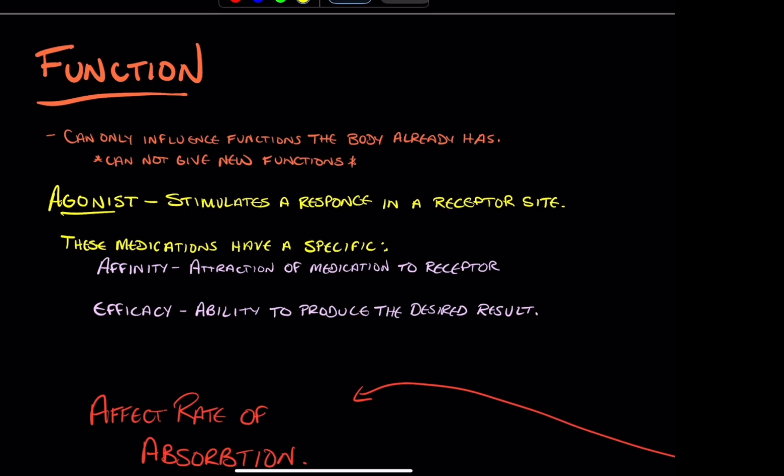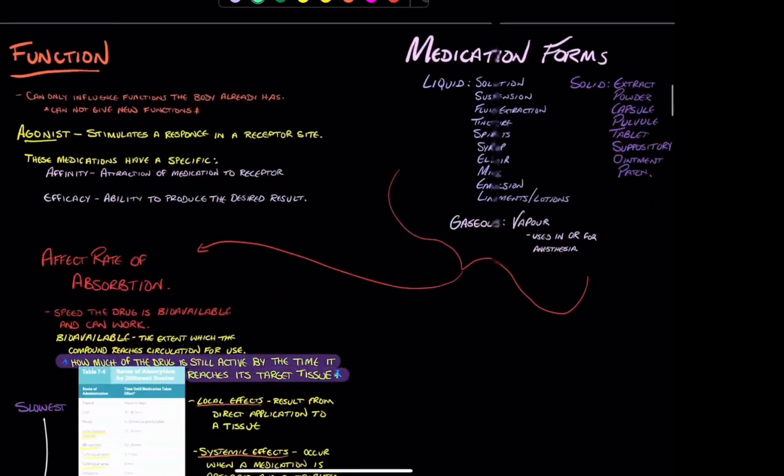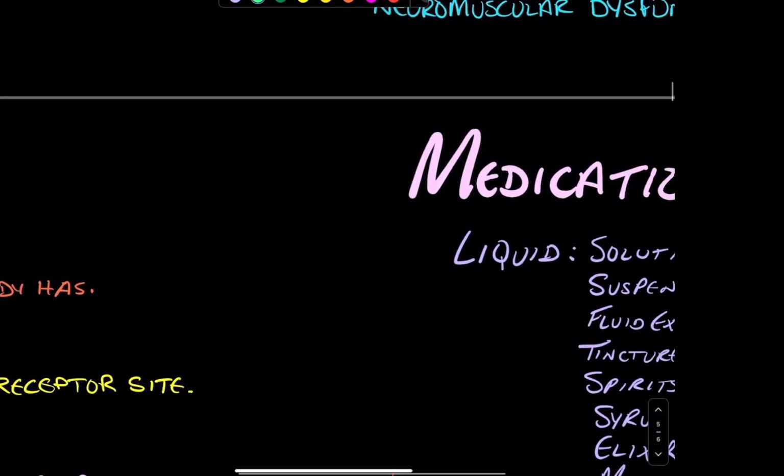Medications like this have a certain affinity and efficacy. So affinity is the actual attraction of a medication to a receptor. So if you think of, I'll just sketch it out real quick. I don't know why I didn't do this earlier. But I always just think of, let's zoom in over here. If you have a receptor, and I always think at the end of the day, these are all just different proteins and stuff, right?